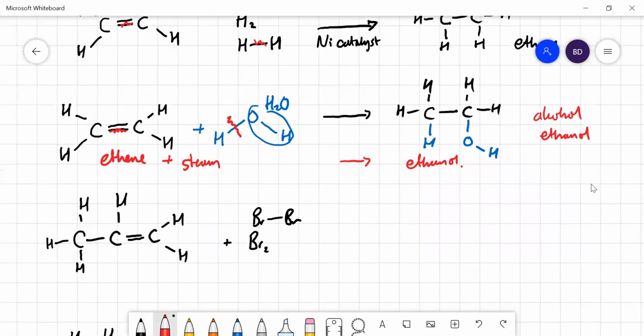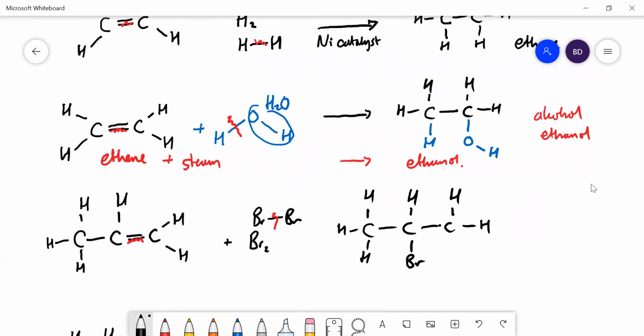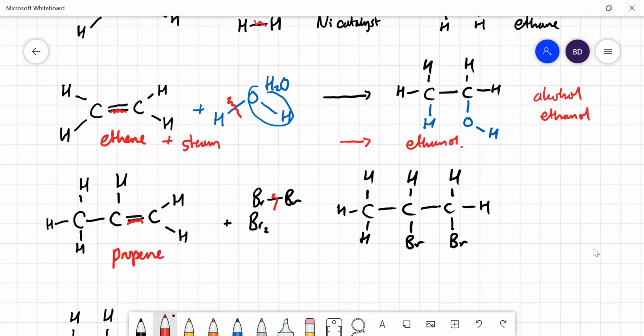Let's see what happens if there's propene. Let's see what happens when we react that with bromine. Well, it's exactly the same as ethene. You're going to break the double bond there. The carbon's got hydrogens on it. So you stick on a bromine onto that carbon, and a bromine onto that carbon. Let's see how propene, this is propene, let's see how that would react with water. Now we need to be a little bit more careful there. Something else could happen, as we'll see.